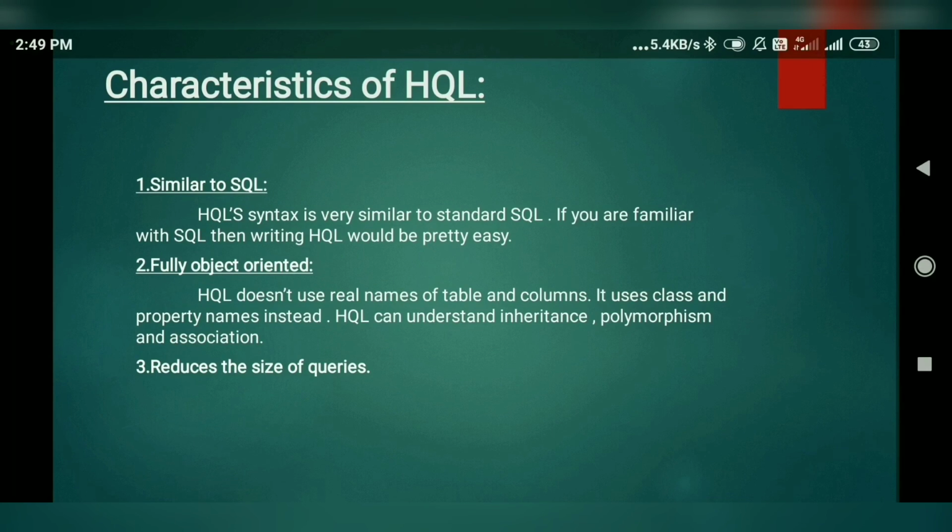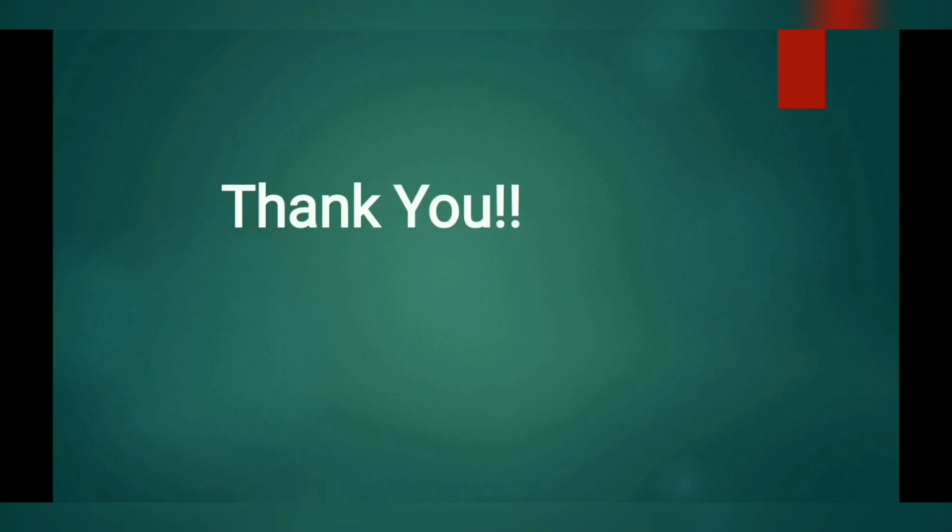Characteristics of HQL. It is similar to SQL. If you're very much familiar with SQL and if you know the syntax of SQL, then you can easily learn HQL. And it reduces the size of the queries. In SQL, if you're having 2 lines of query, then in HQL, you will have only 1 line of query. Fully object oriented. HQL won't have real names like table name, column name, all that. It will have only class name and property name. And HQL can also understand all the OOPS concepts: inheritance, polymorphism, association and all.